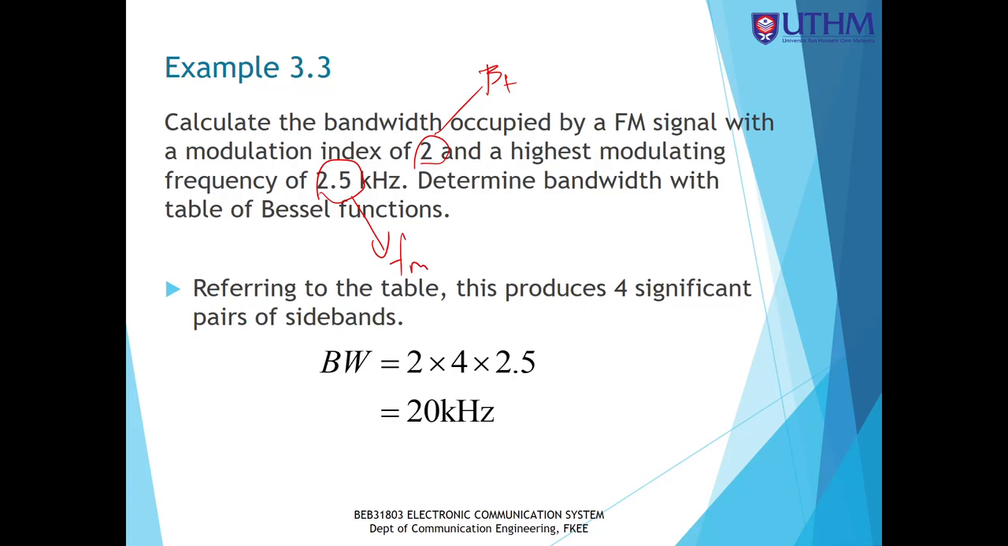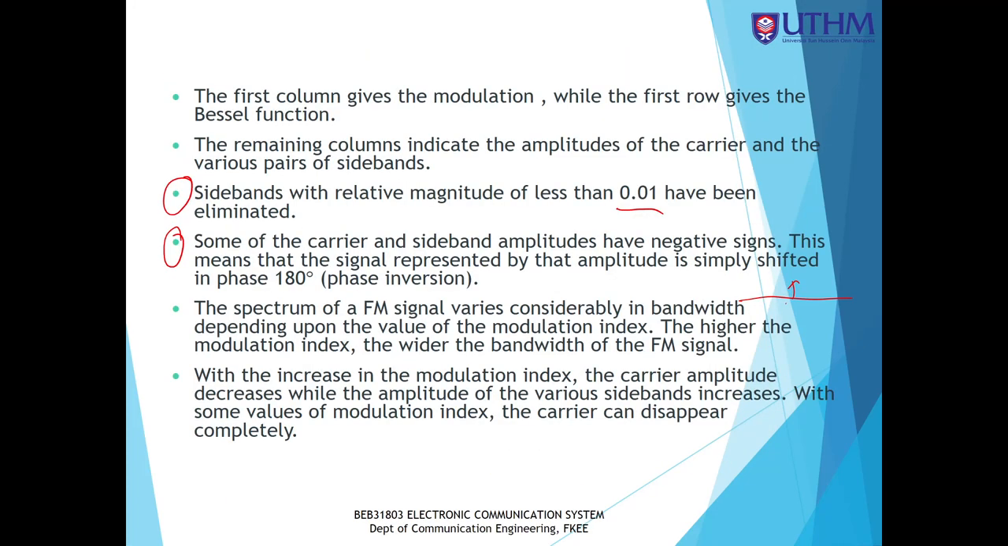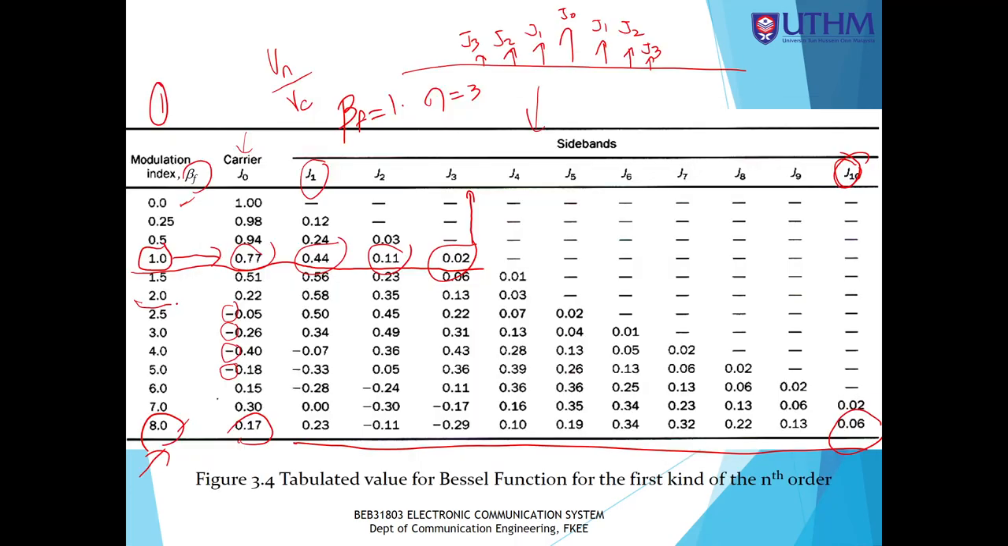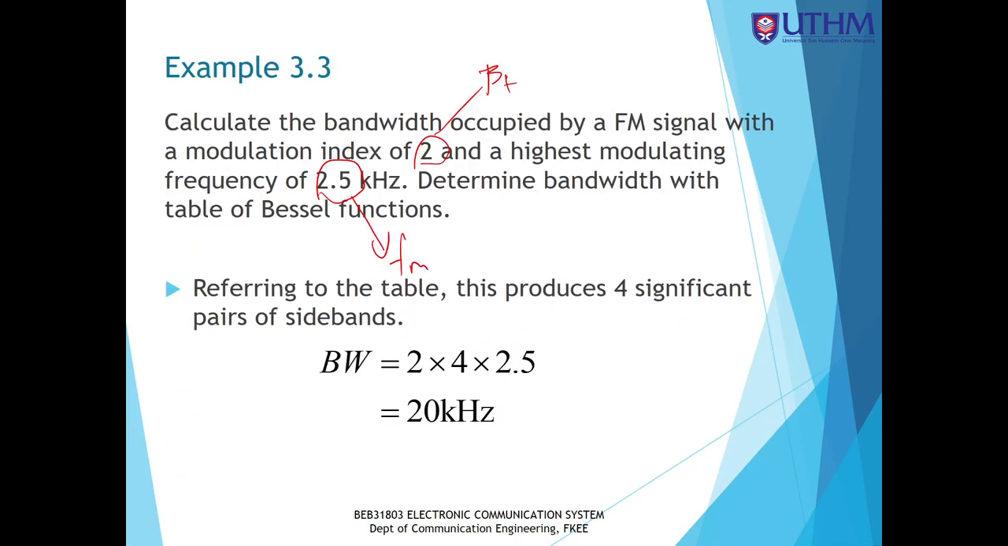So you are given beta f equal to 2, so you need to look at the table. See the table. For beta f equal to 2, you have up to 4 significant pairs of sidebands. Therefore, 2 times n, which is 4, times the highest frequency of fm. The highest value of fm. You see that here, if we have fc over here, we have here fm1, fm2, sorry, not like that.